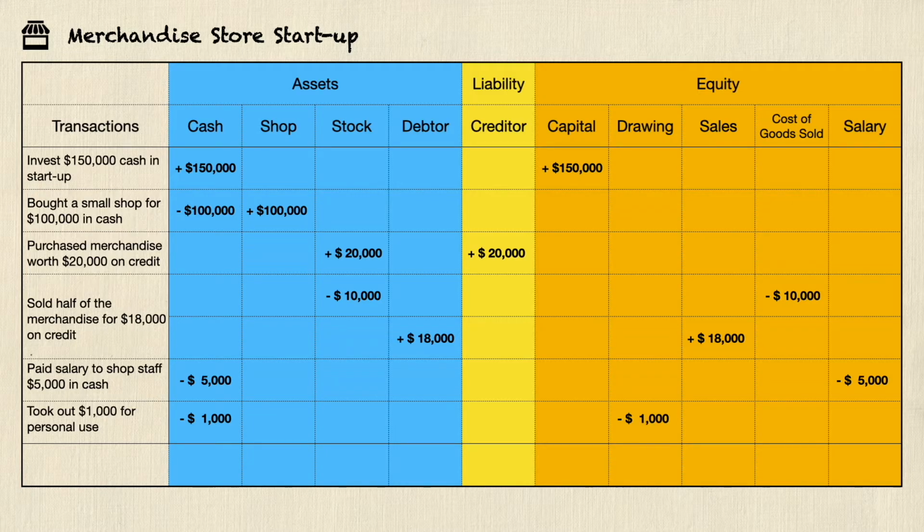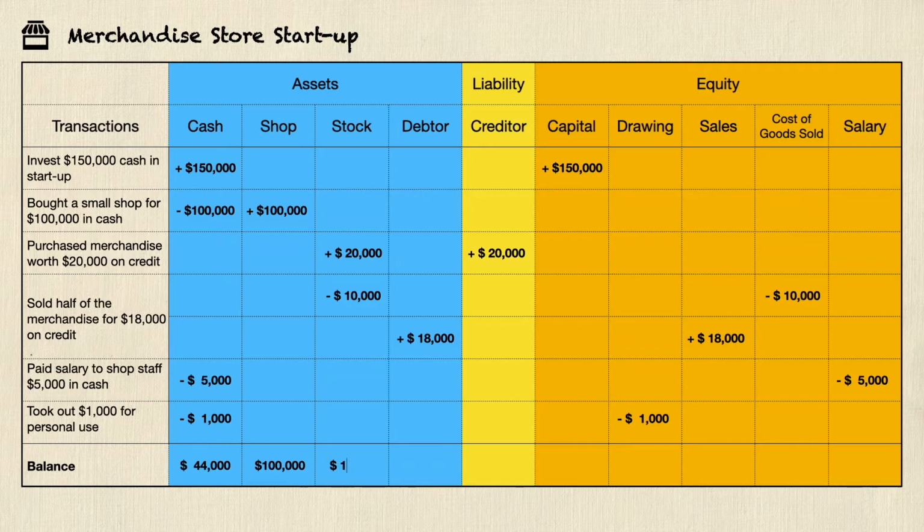Now that we have completed analyzing and recording the transactions, we can find out the balance of the various elements of the accounting equation. The balance of cash will be $44,000. The shop will have a balance of $100,000.